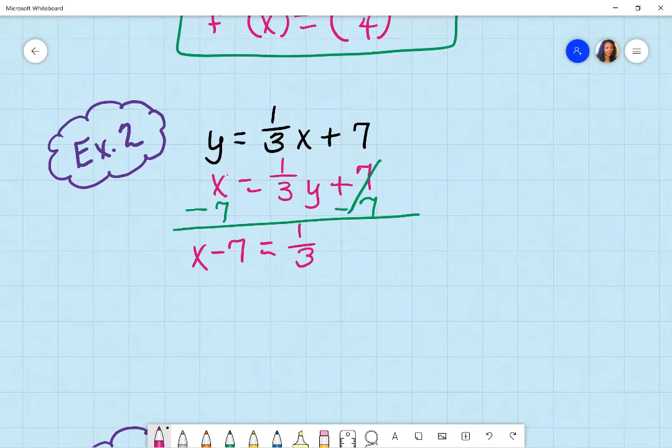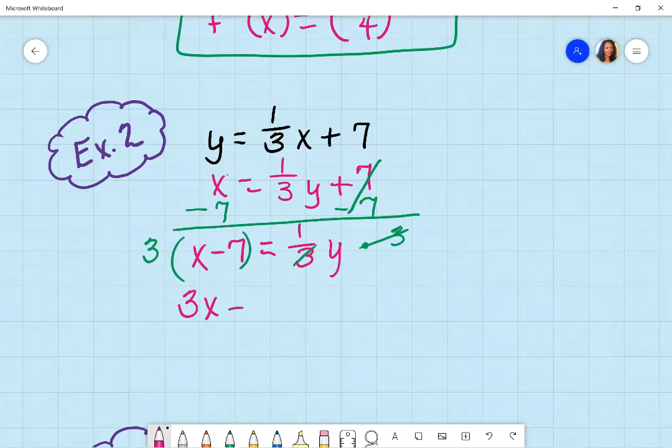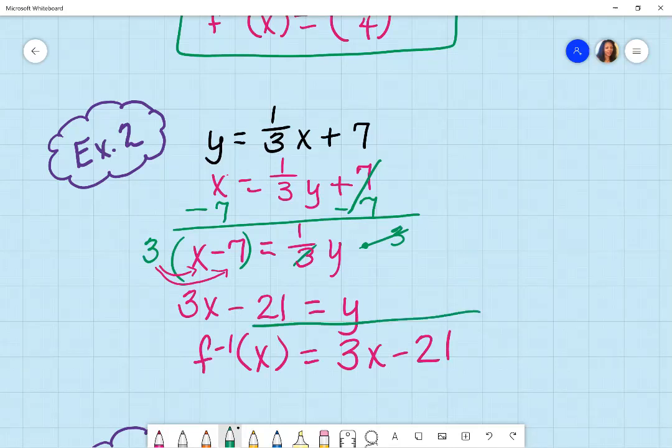In order to get rid of a fraction, you would multiply both sides by the denominator or the reciprocal, which is 3/1. But since it's a 1 in the denominator, we will just multiply by 3. On the left-hand side, you have an expression, so the entire expression has to be multiplied. That results in 3x minus 21, because 3 times x is 3x, and then 3 times -7 is -21, is equal to y. And I'm going to rewrite it as the inverse of f of x. I don't have to factor, just leave it as is, 3x minus 21. That's the answer for that one.